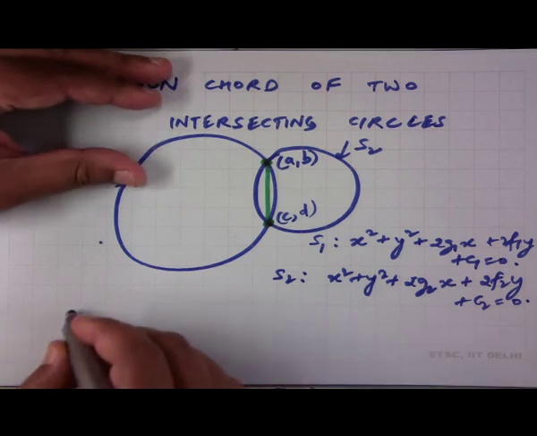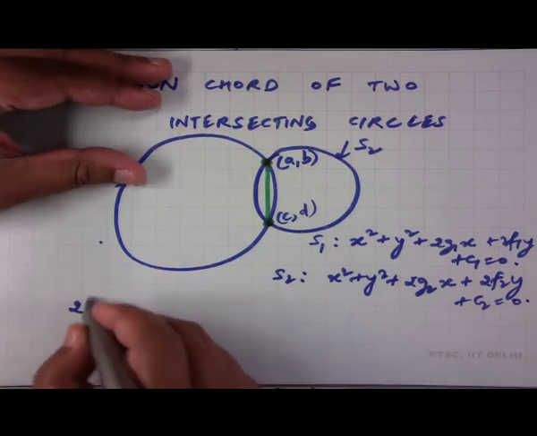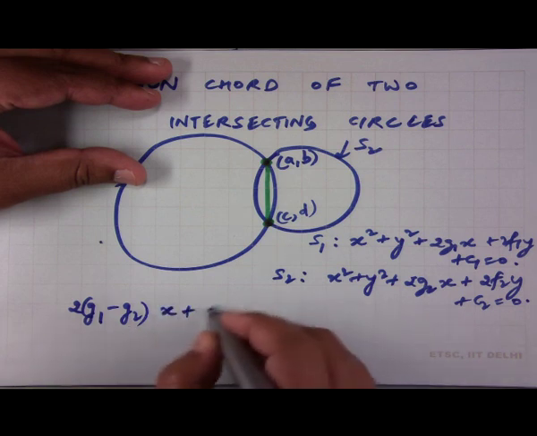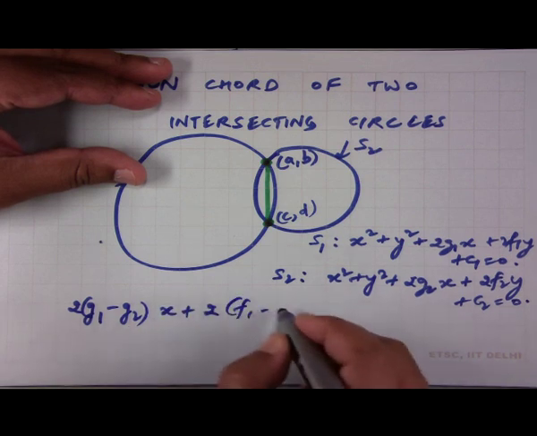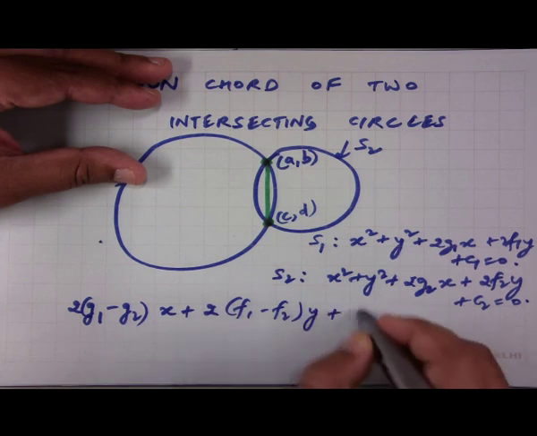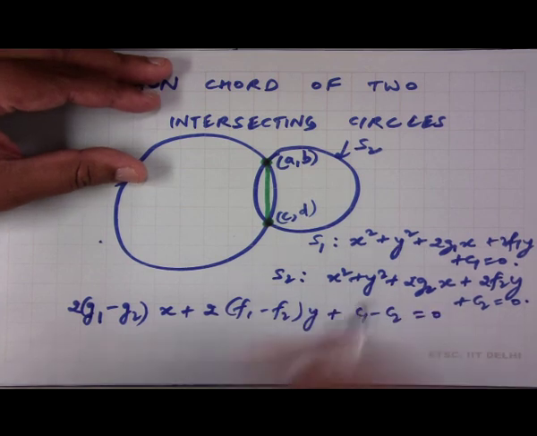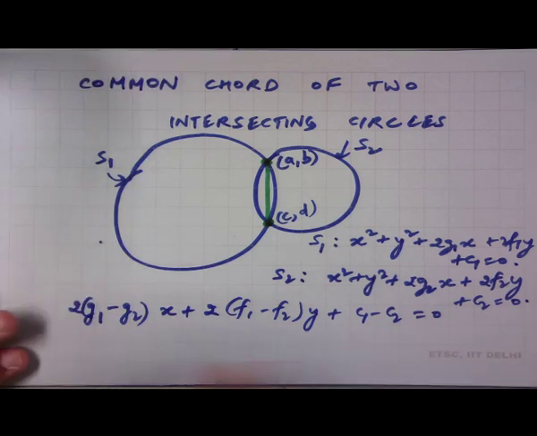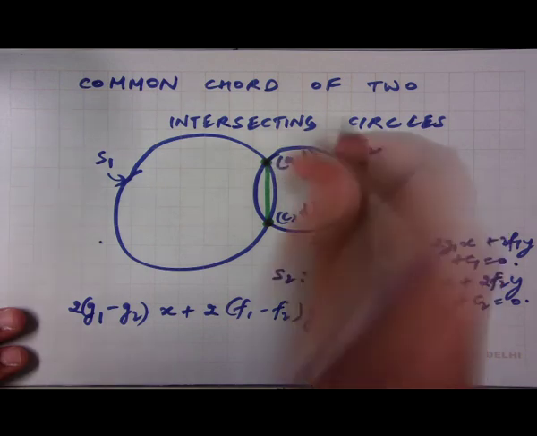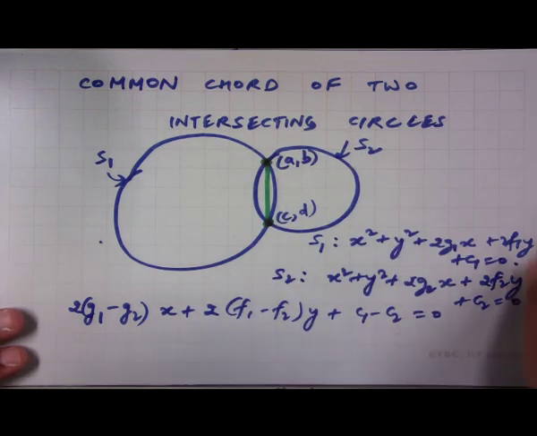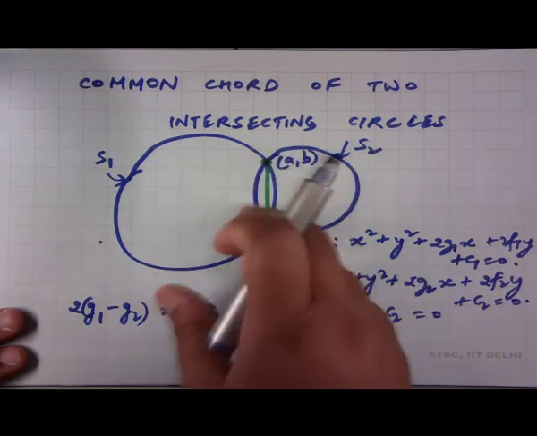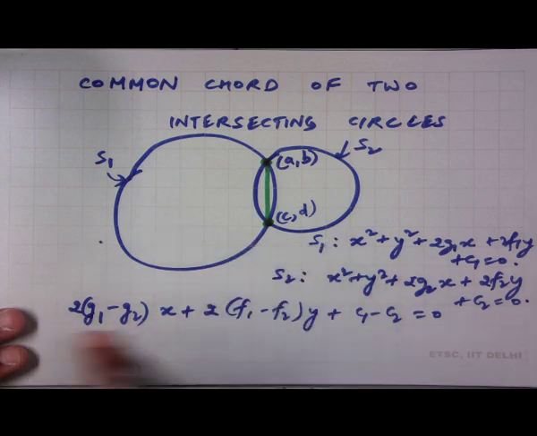we get this equation. Now, this equation is the equation of some straight line. Clearly a comma b must satisfy this equation, because a comma b satisfies both these equations. Similarly, c comma d, which is the other point of intersection of these two circles, will also satisfy this equation.